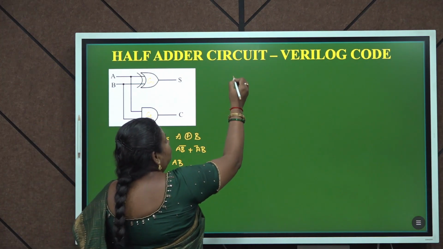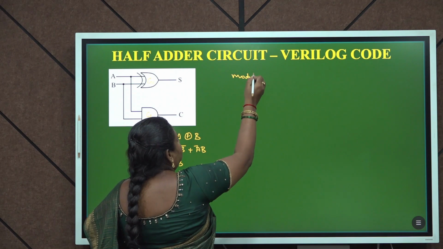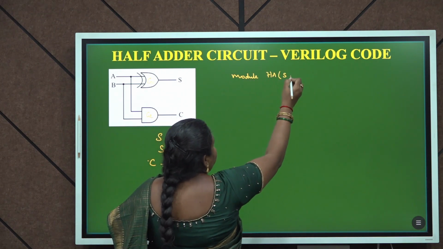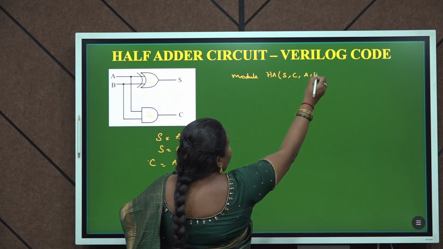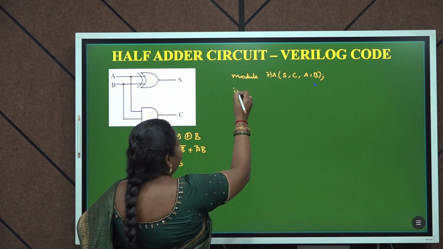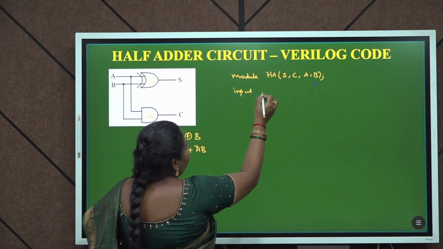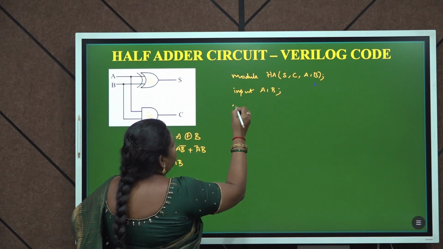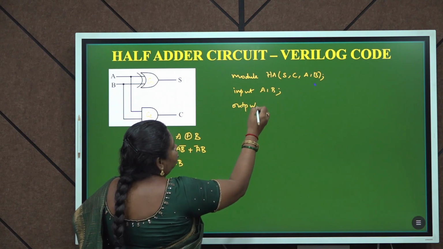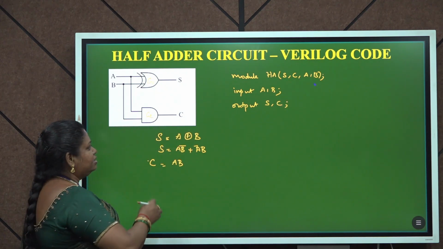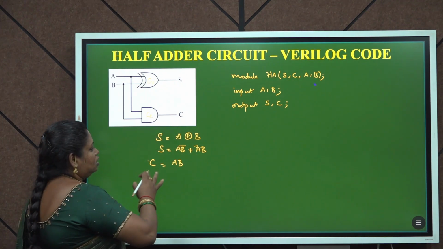So, starting with the Verilog module: module half adder, my output variables are S and C, my input variables are A and B, completing with the semicolon. Next, the declaration: input A and B, output S and C. So the port declaration has been completed. Next we are going to start the operator.